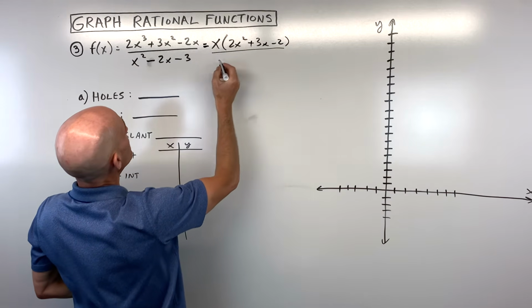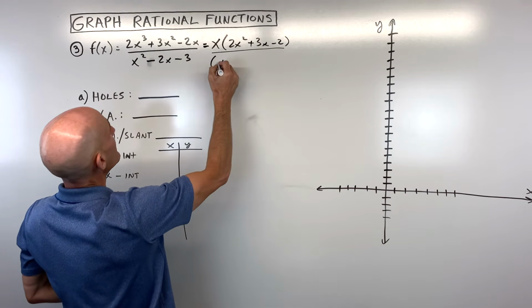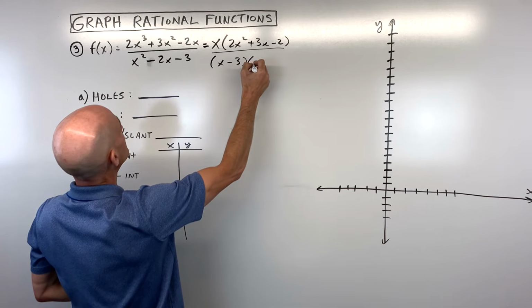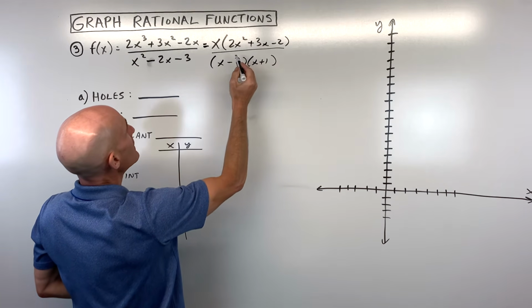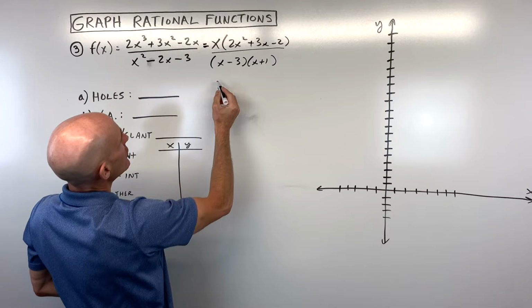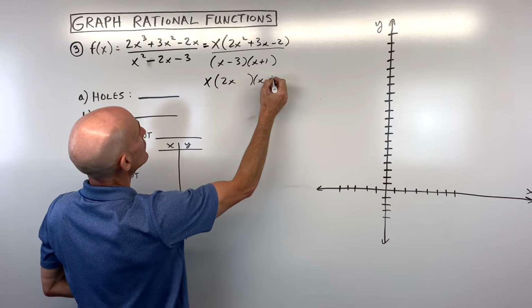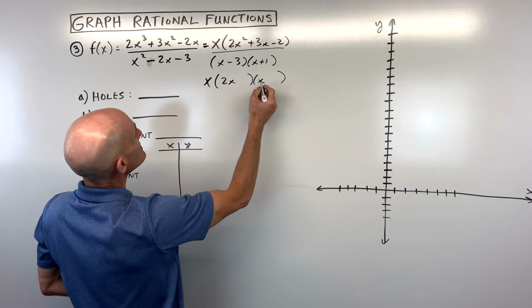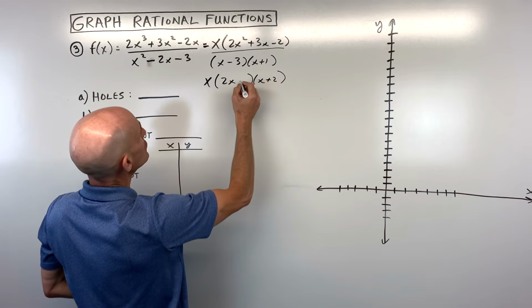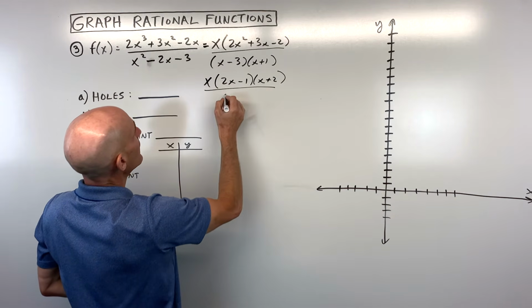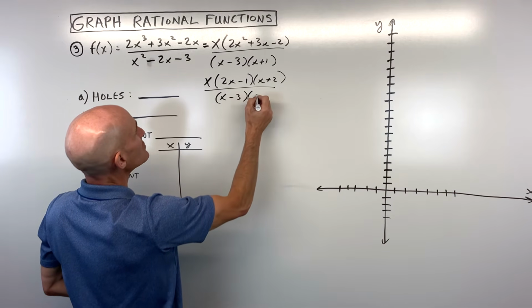The denominator we can factor. It's going to factor to x minus 3 and x plus 1. This trinomial we can factor a little bit further. So that's going to factor as 2x and 1x, and this is going to be plus 2 and minus 1. And then we have our denominator, x minus 3 and x plus 1.